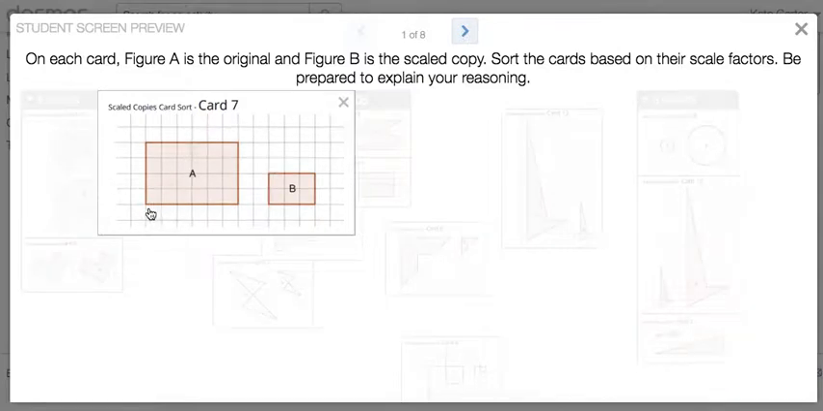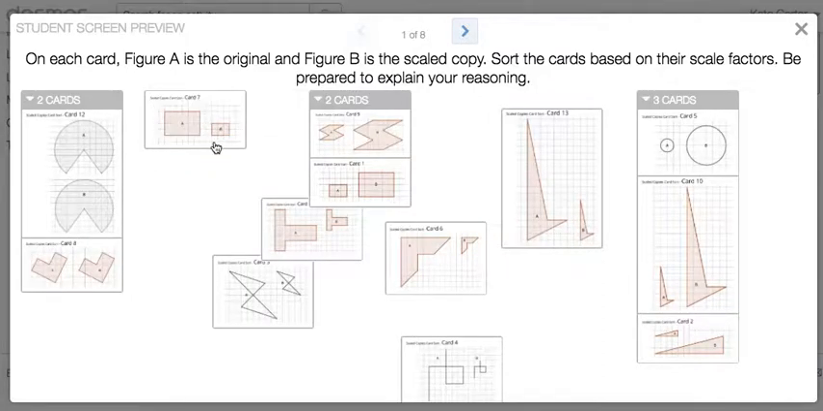So looking at this one, we go from 6 down to 3. Well, 3 is half of 6. Looking at the side, 2 is half of 4. So I would call this a scale factor of 1/2 times 1/2 because everything is half of the original. So let's keep our times 1/2 up here.